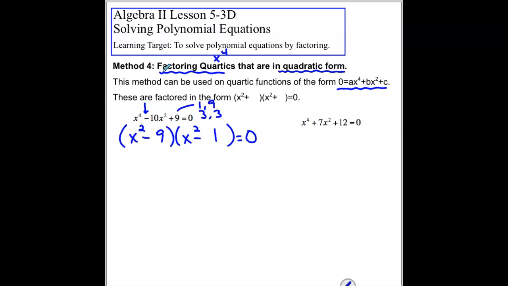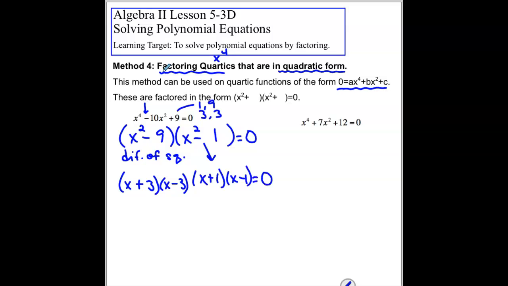Now, these both are what we call differences of squares. And remember, we can factor those further. So x squared minus 9 would factor into x plus 3 and x minus 3. That's how we get that middle term to drop out. This one factors into x plus 1 and x minus 1.